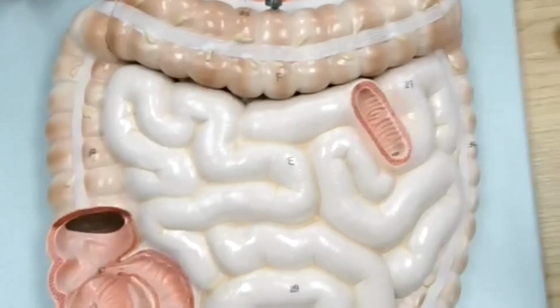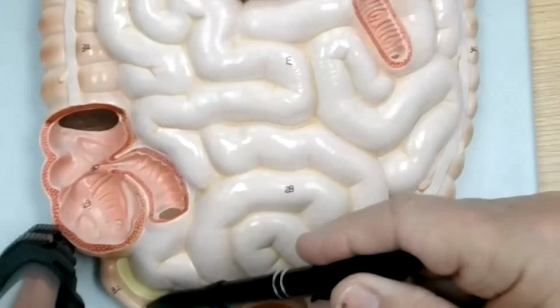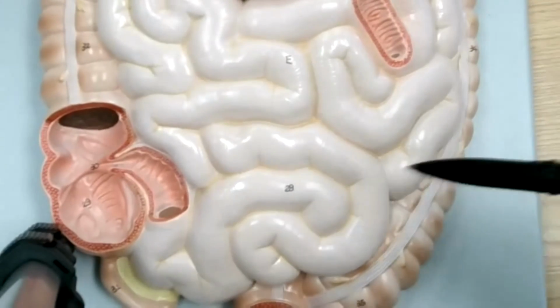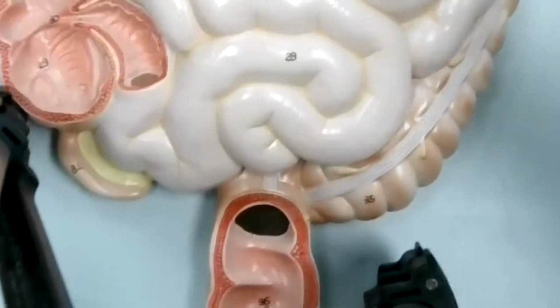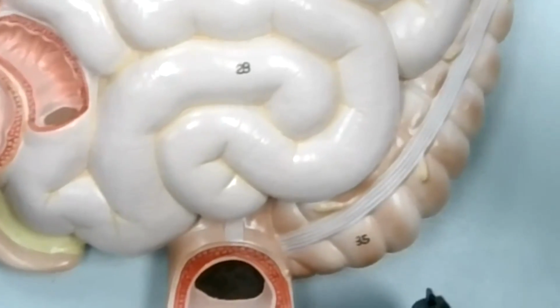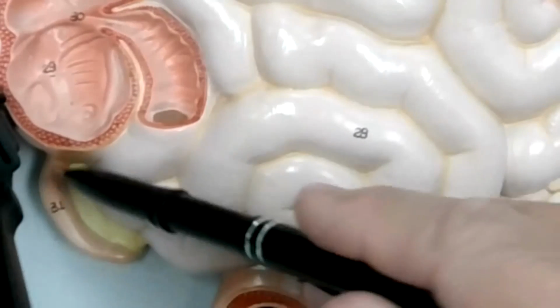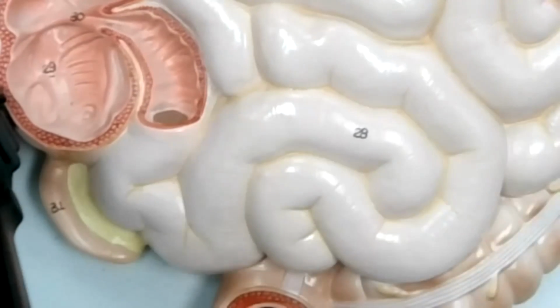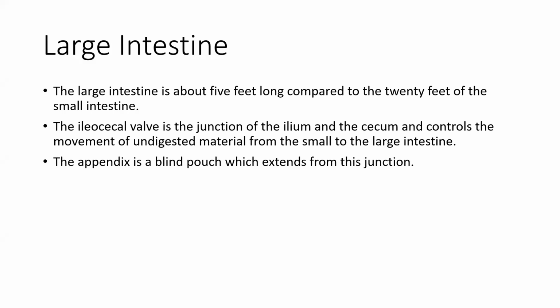You also see this structure right down here. Let me zoom in on that a little bit too. This is the appendix right here. The appendix extends off of the cecum. Now, the appendix is often characterized as a vestigial or useless organ, and it's not. It is extremely important to us. It has a role very similar to our tonsils.